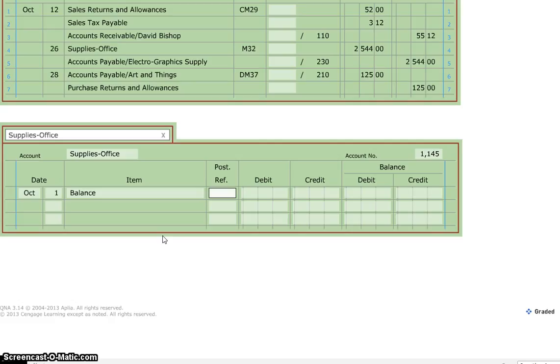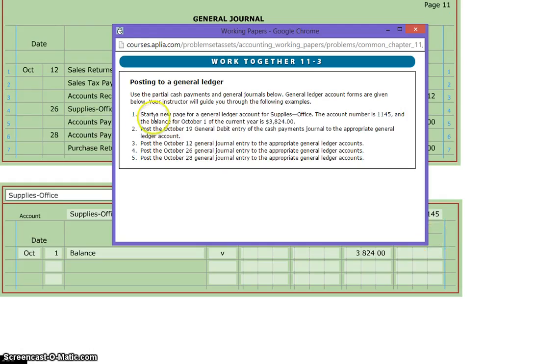In the post reference, we write the check mark to show that this did not come from anywhere. This is carried over from the previous month. And our balance that they gave us was $38.24. So we just finished instruction number 1, just to open up the Supplies-Office account.